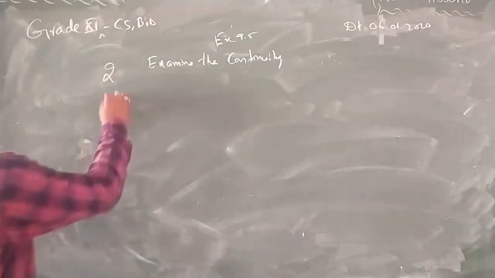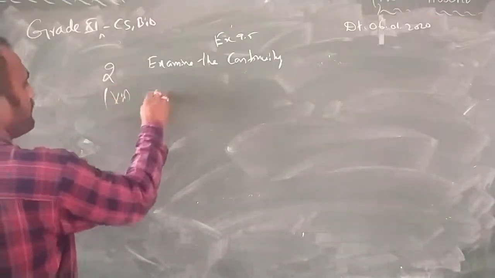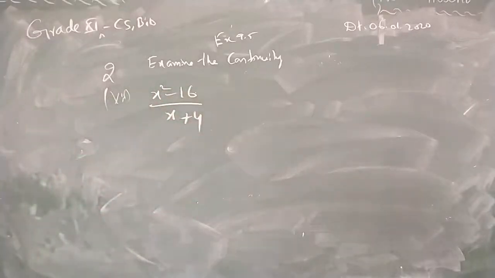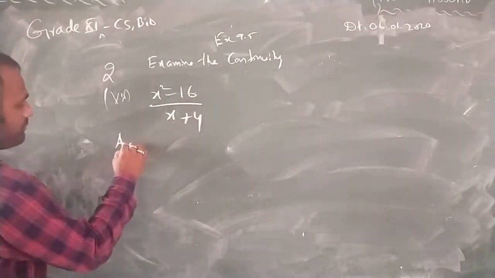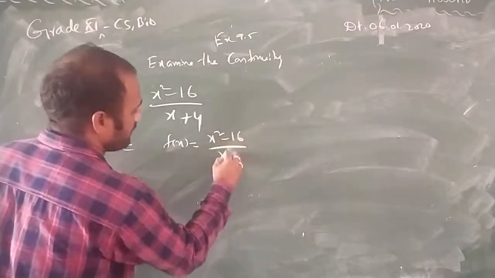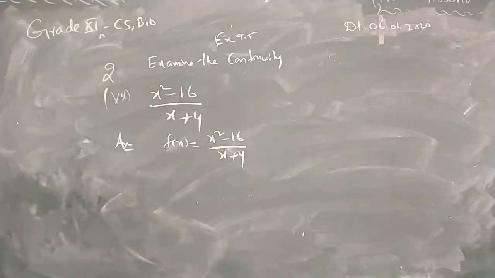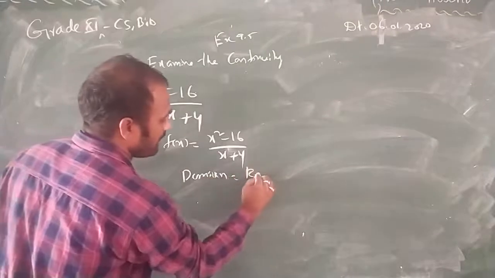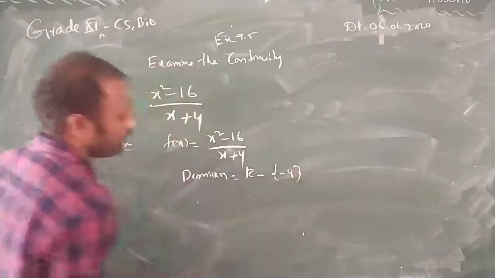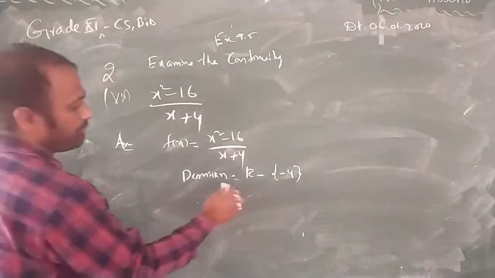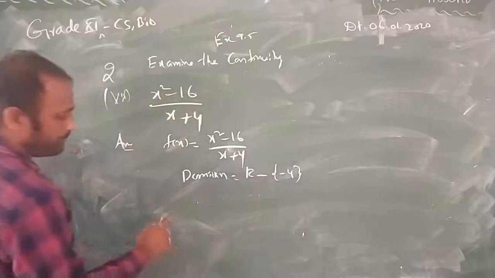Seventh question: x square minus 16 by x plus 4. Answer: given f of x is x square minus 16 by x plus 4, which is a rational function. Here the domain will be all the real numbers except minus 4. Why? Because if I substitute minus 4, it will not be a defined function. So the domain will be all the real numbers except minus 4.